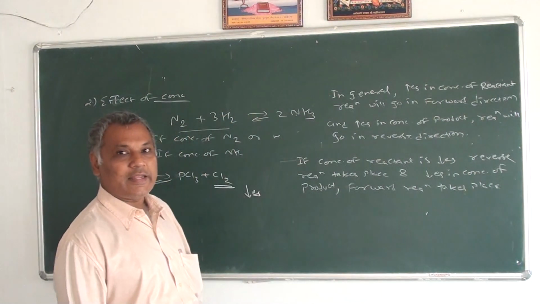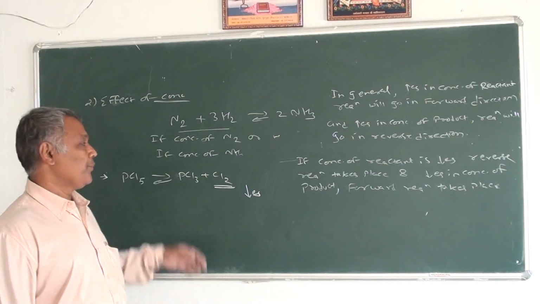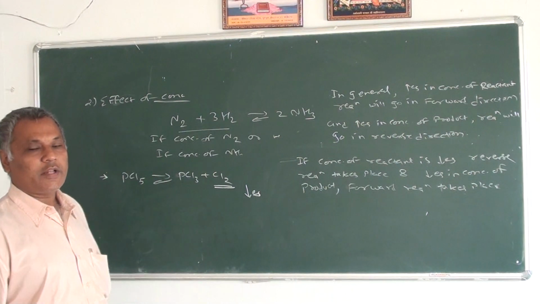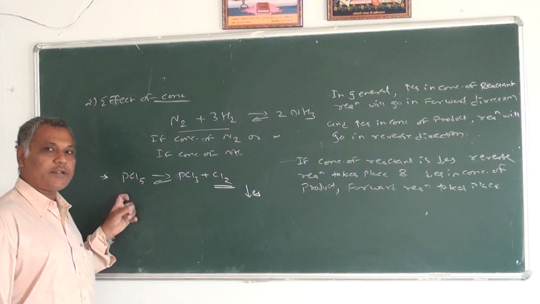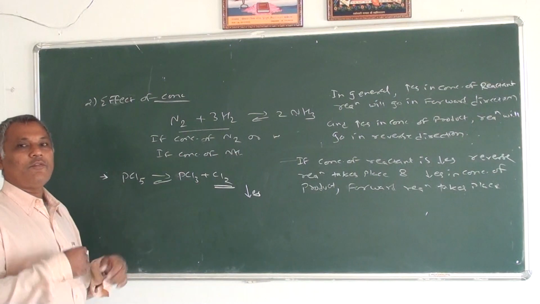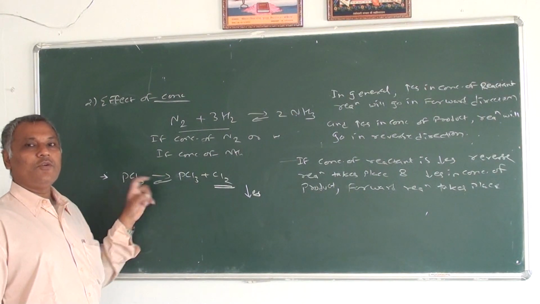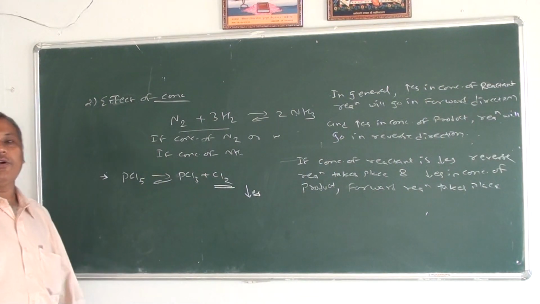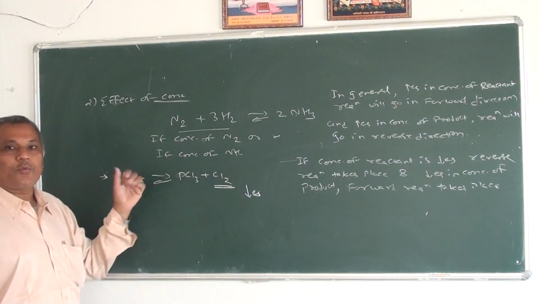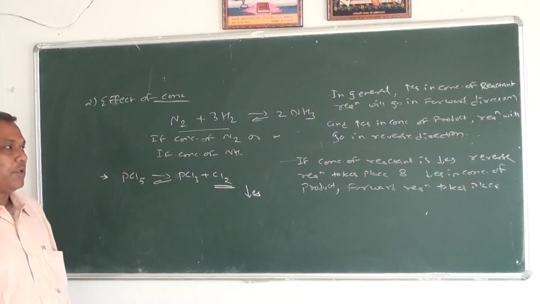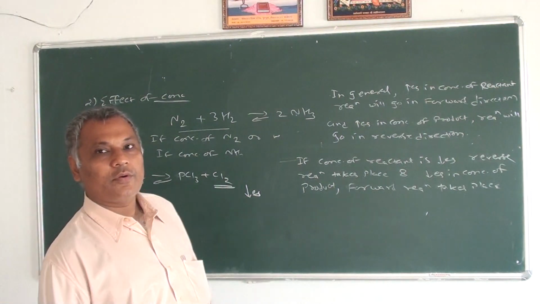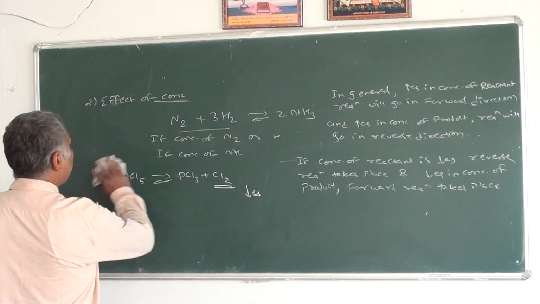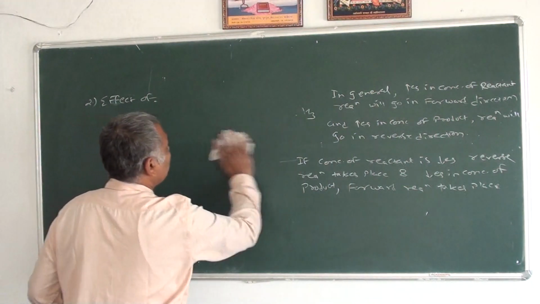So these you can generalize for any given reaction. Decreasing the concentration of the product, reaction will proceed in the forward direction. Decreasing the concentration of reactant, reverse direction. Vice versa, increasing the concentration of reactant, forward. Increasing the concentration of the product will go for reverse. Right? So the question will be there for you like that, any of it. Clear?